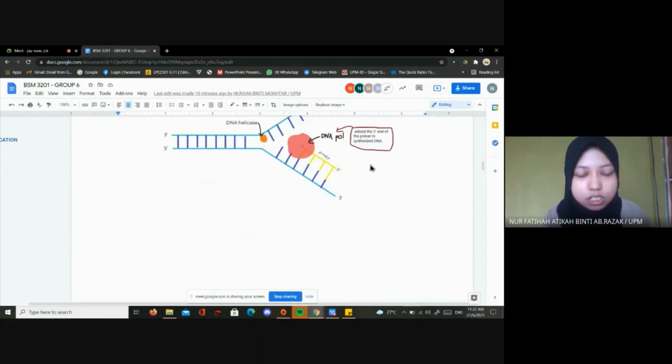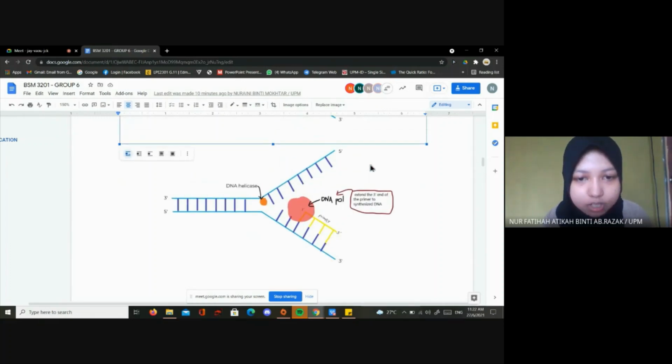The first one is deoxynucleoside triphosphate. It is the dATP, the dTTP, the dGTP, and the dCTP. So basically, the deoxynucleoside triphosphate consists of deoxyribose sugar, nitrogenous bases, either adenine, guanine, cytosine, or thymine, as we know this is for DNA synthesis, and three phosphate groups that are bonded together. Its function is as a monomer of DNA, as well as a source of energy to initiate and sustain DNA synthesis.